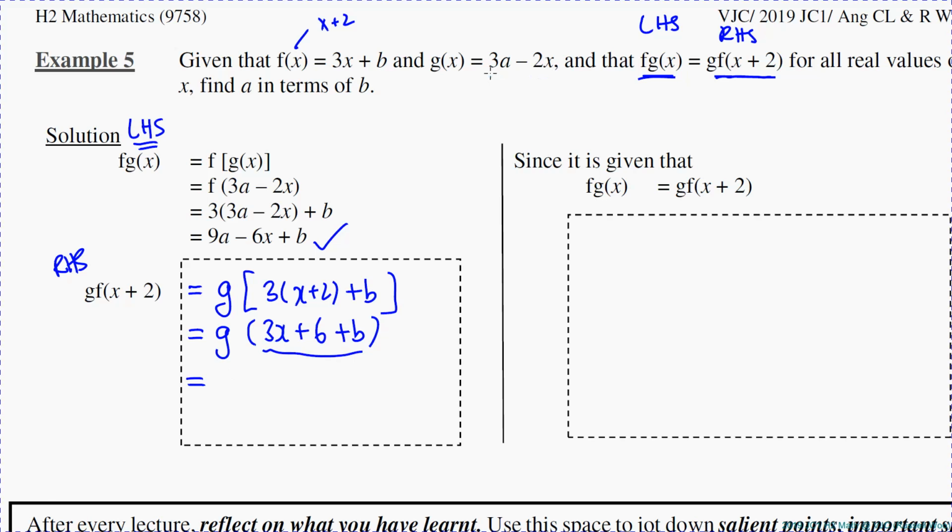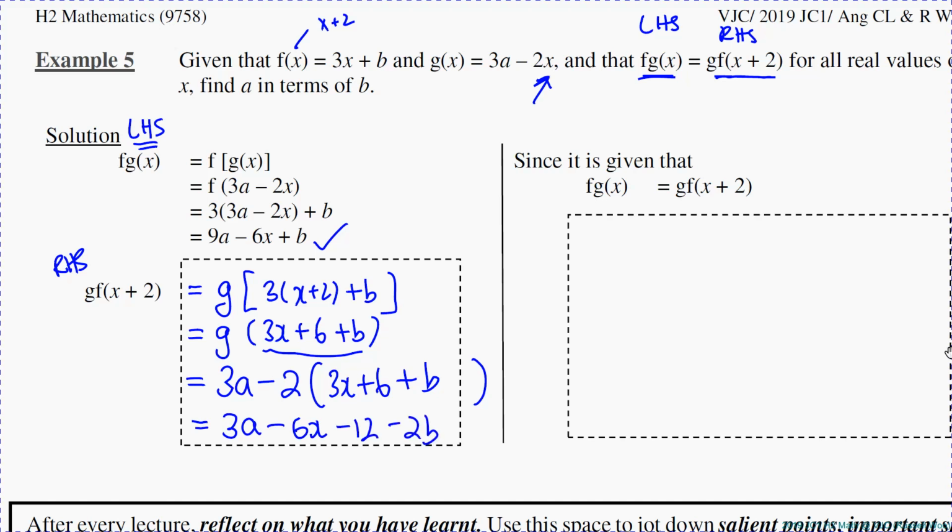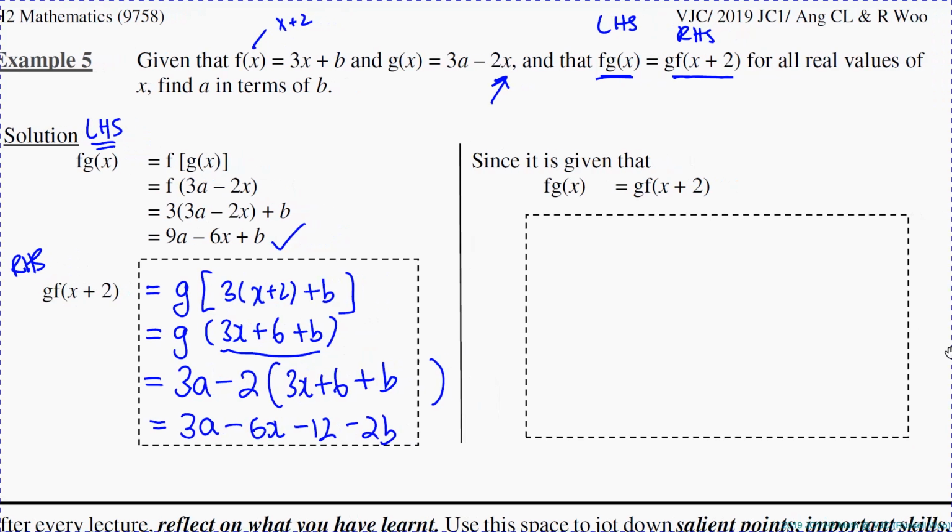G of this whole thing is you replace x with this whole thing. You get 3a minus 2 of this whole thing. Make sense? Yeah. So you get 3a minus 6x minus 12 minus 2. Now since you are given that left hand side and right hand side are the same, you just plonk it in. You get 9a minus 6x plus b equals 3a minus 6x minus 12 minus 2.